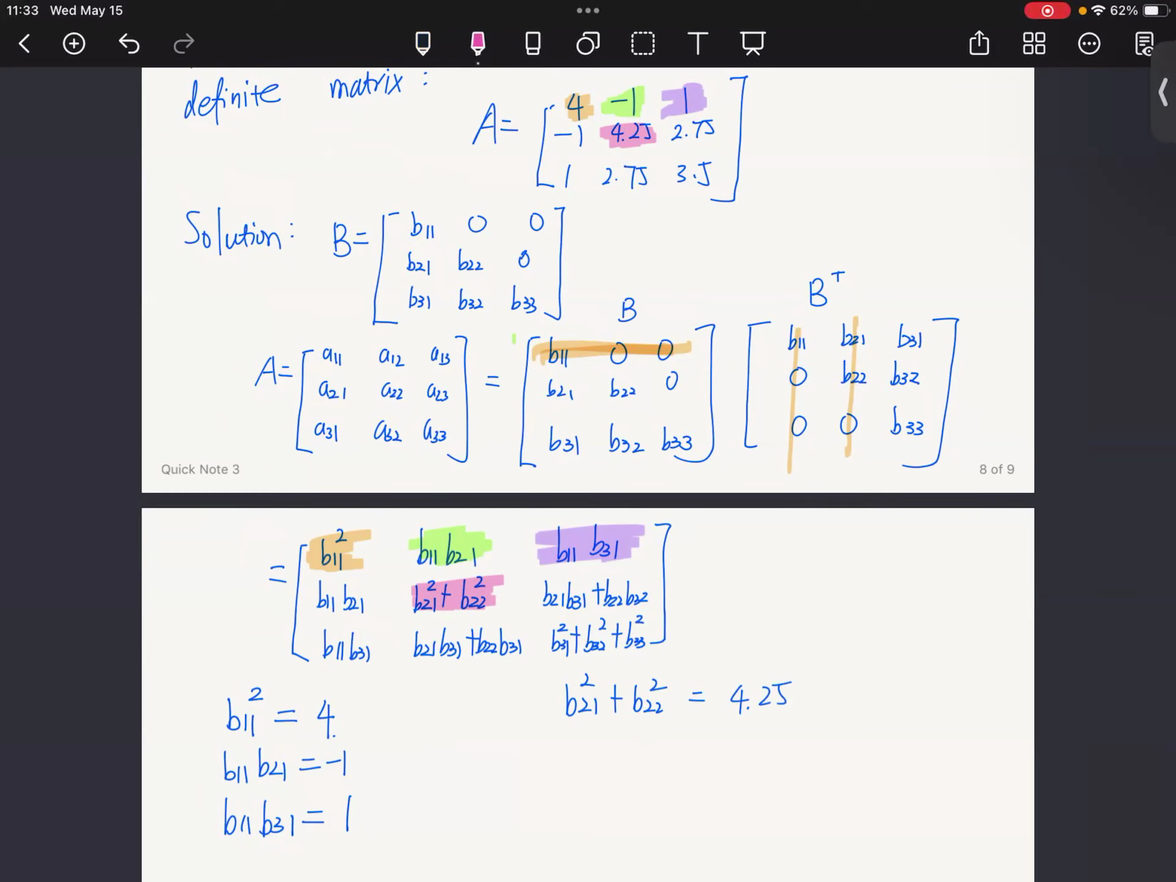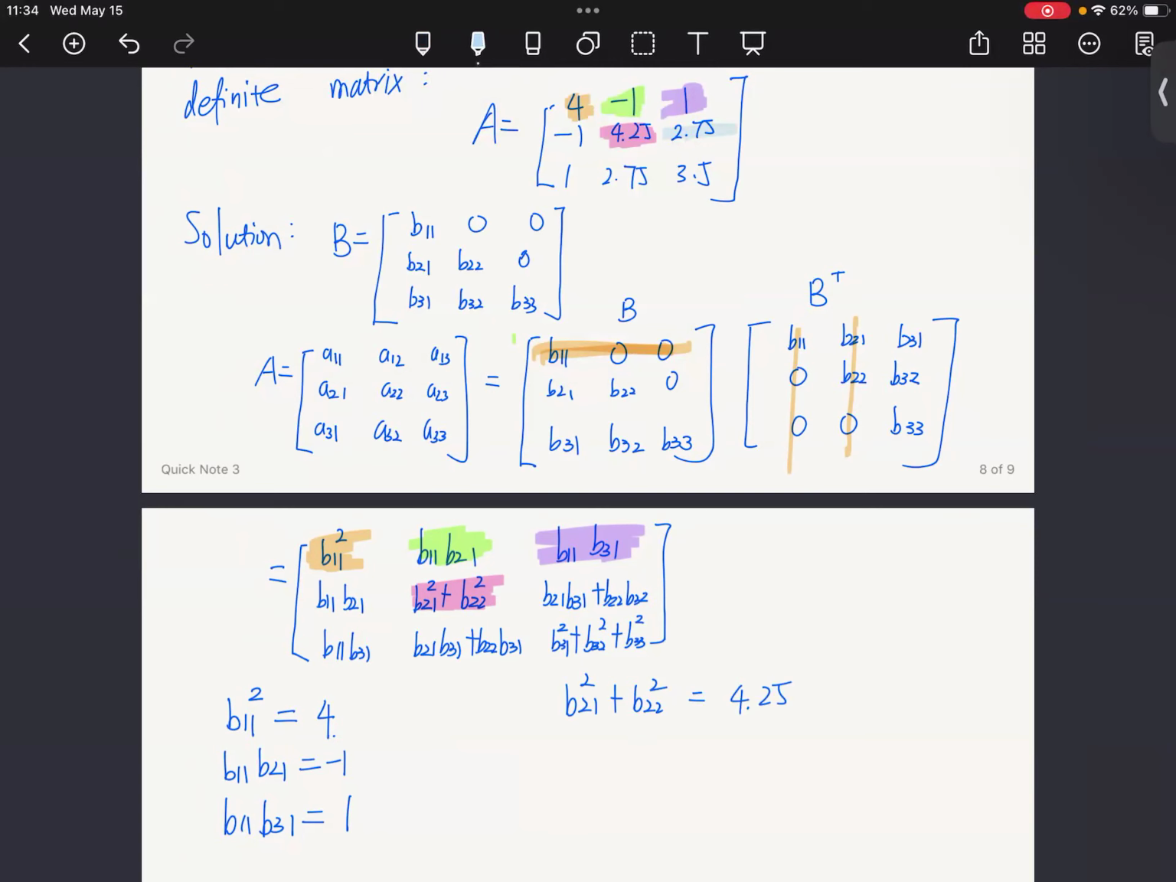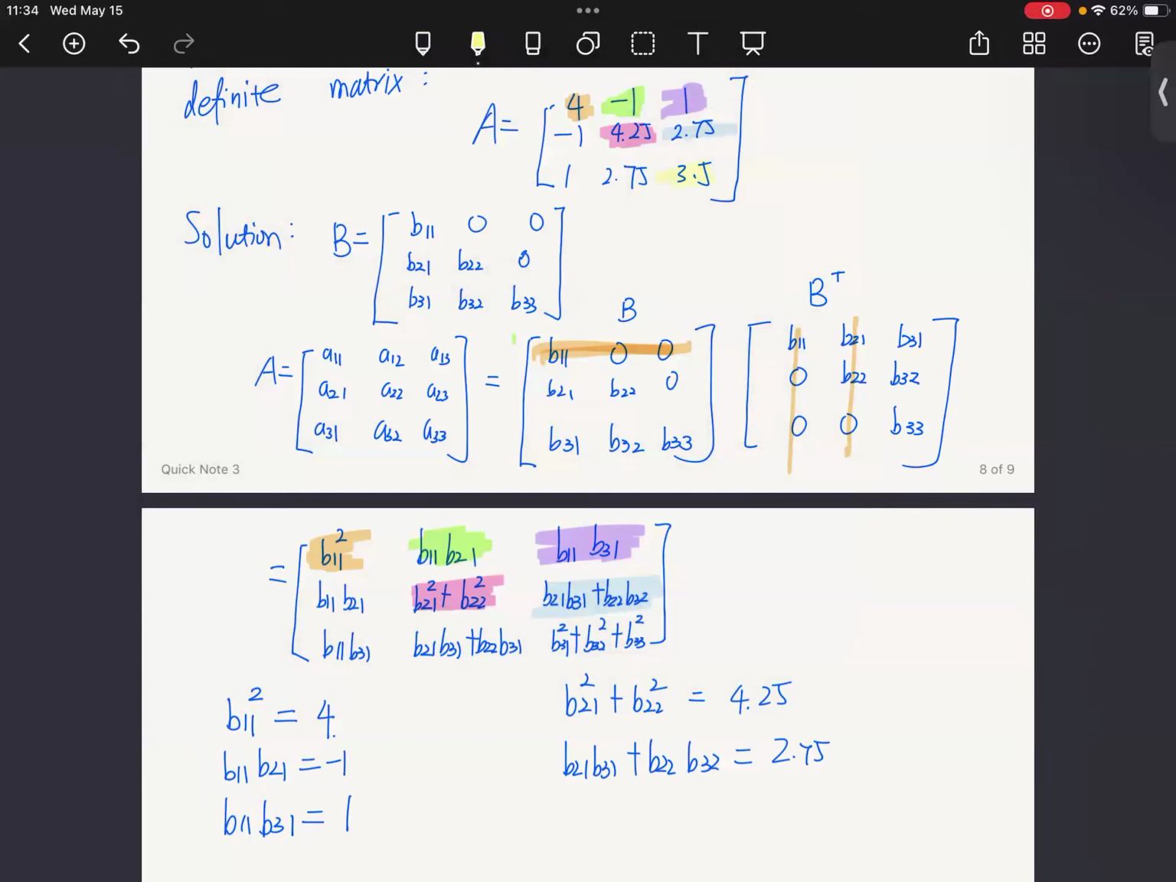And I'm going to compare the next one. The next one, I'm going to use this color. This is the 2.75, and its corresponding B expression is B21, B31, plus B22, B32, equals 2.75. And the next thing I'm going to compare, that's the last item I have, that's the 3.5, and the expression at the bottom here. I got B31 square, plus B32 square, plus B33 square.